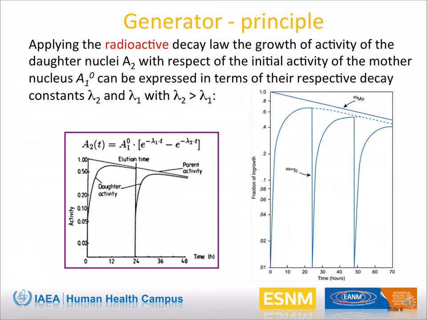Applying the radioactive decay law, the growth of the activity of the daughter nuclide A2 with respect to the initial activity of the mother nucleus A1 can be expressed in terms of the respective decay constants. So you see, molybdenum decays slowly, and technetium is eluted off, and then the radioactivity is built up.